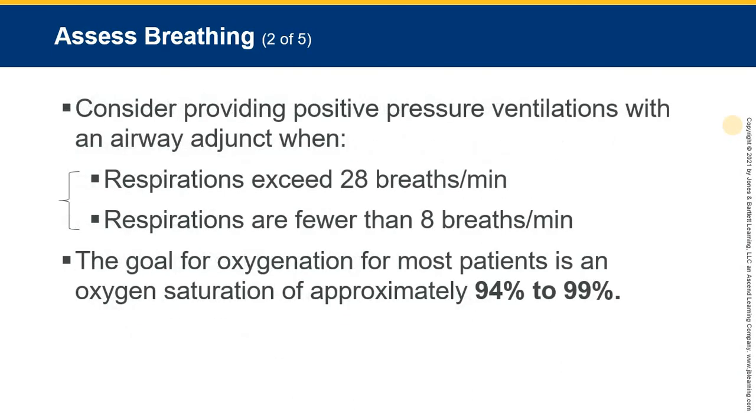So we just showed you that BVM skill. The reason you should do this is, are someone's respirations above 28, because the normal is 12 to 20? Are they less than 8? If that's the case, you need to be using a BVM and then probably an airway adjunct, an OPA or an NPA. And your goal in giving people supplemental oxygen is to maintain that SpO2 between 94% and 99%. And we went over that, I think, basically the first lab we had.